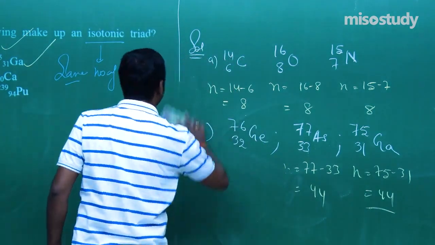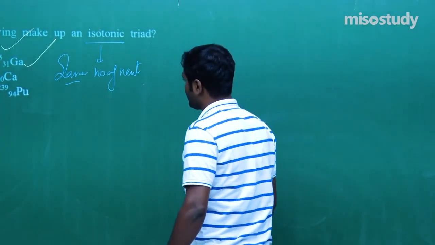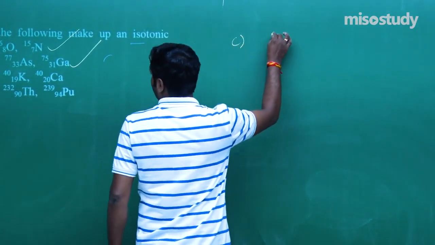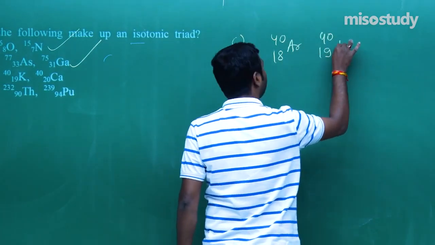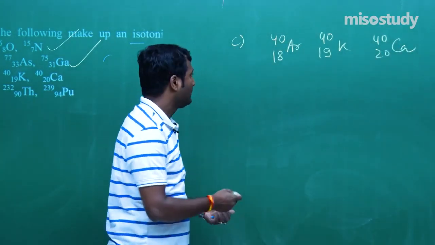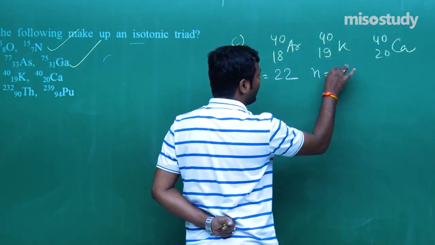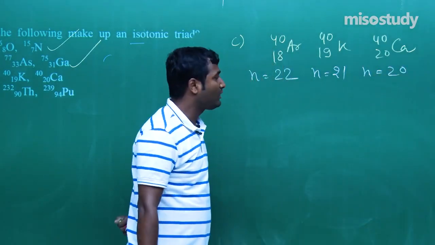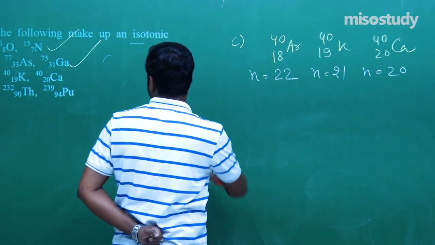Now I'm going to rub this part and we'll discuss the next option, C. Argon-40 with atomic number 18, potassium-40 with atomic number 19, and calcium-40 with atomic number 20. Now check: N is equal to 40 minus 18, that is 22. N is equal to 40 minus 19, that is 21. N is equal to 40 minus 20, that is 20. They do not contain an equal number of neutrons, so this is not an option.